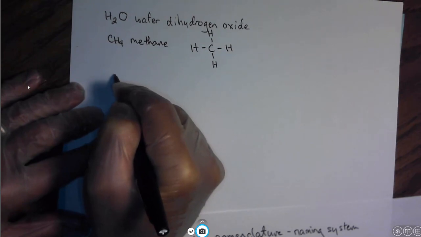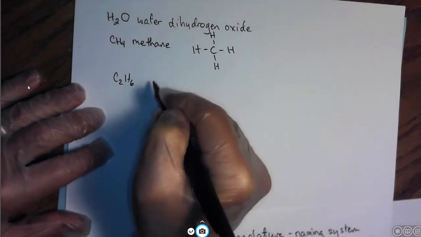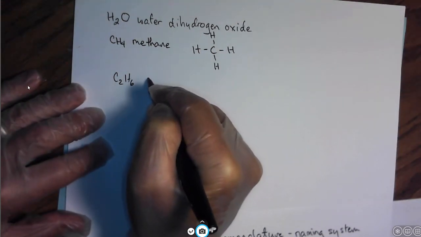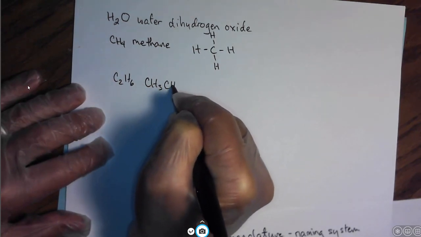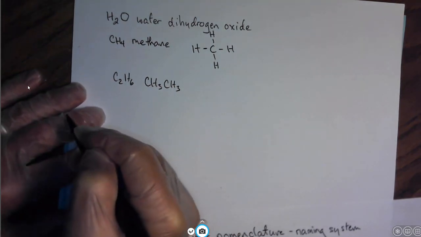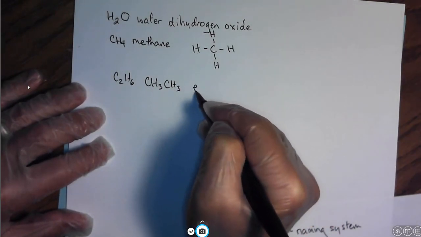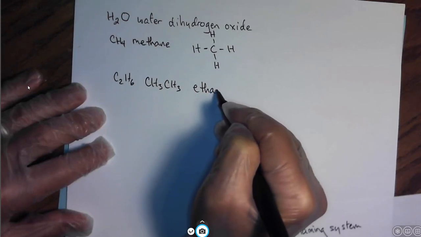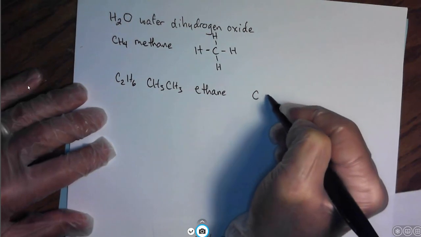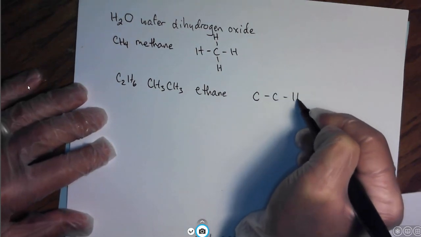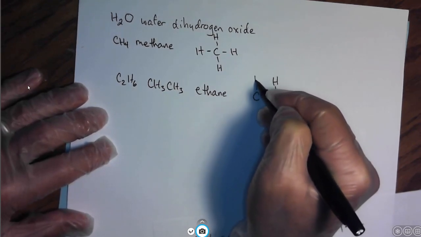There's also C2H6, which we could also write in the form CH3CH3. And that has 2 carbons in it. And that's called ethane. And that looks kind of like this. And again, everything's bonded to the carbon, so that forms the backbone of the structure.